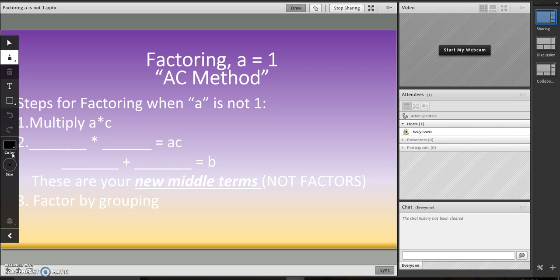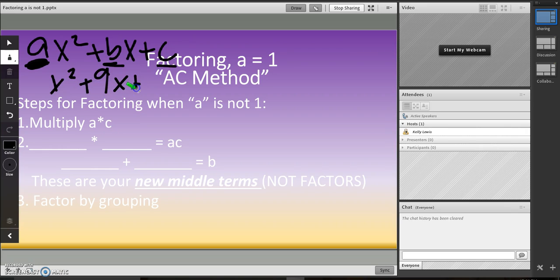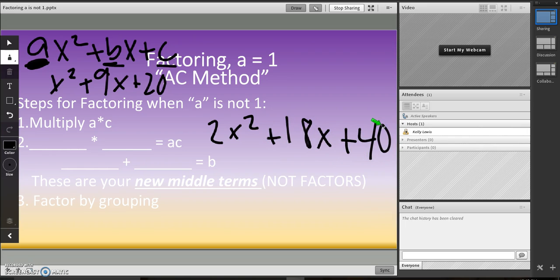All right, so quadratic expressions are in the form of ax squared plus bx plus c. Like these guys are numbers, okay? And so before we did some where there was no number right here. So it would be like x squared, I don't know, plus 9x plus 20, okay? Now we're going to do it where there's a number there. So maybe it says 2x squared plus 18x plus 40, okay?